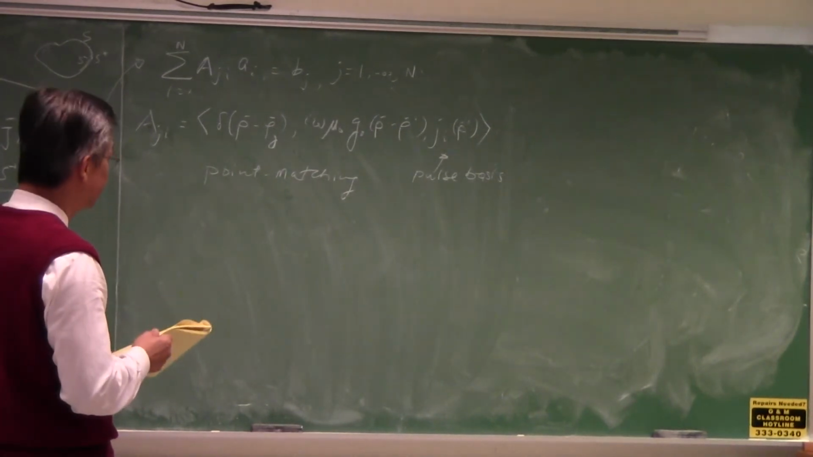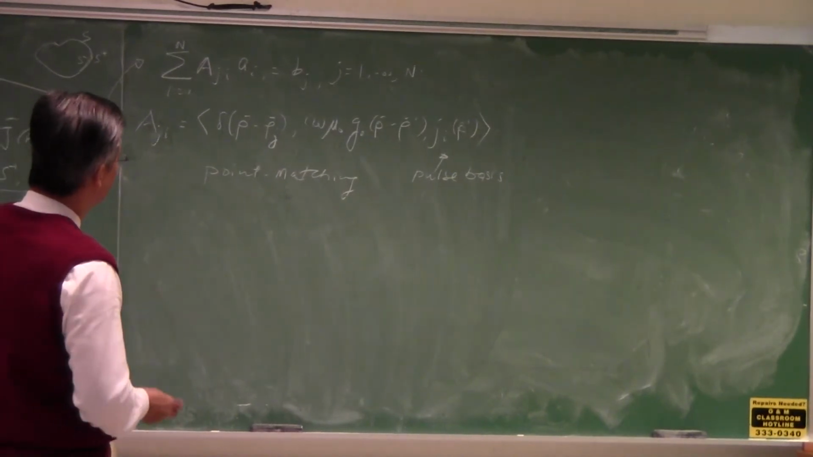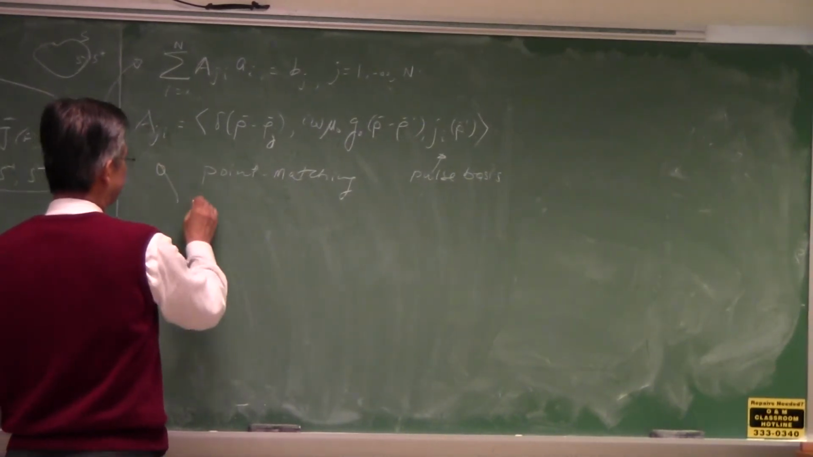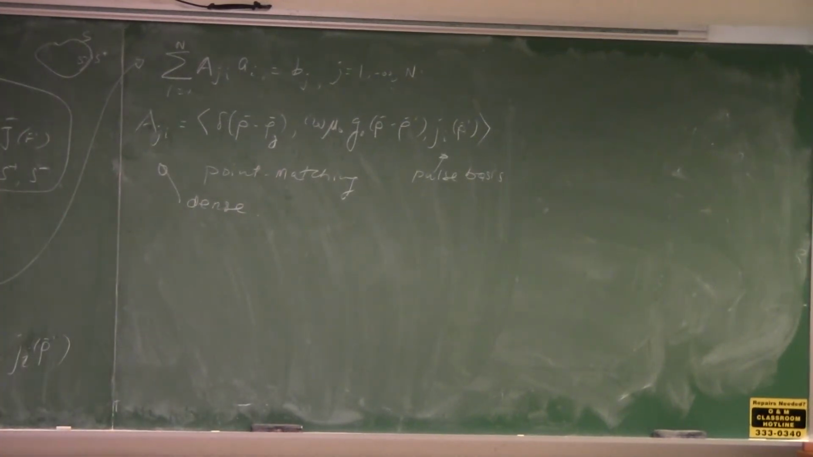You have different systems, but the main idea is that we have a matrix system that's dense, which means that if I put a pulse basis over here to expand the unknown, this pulse basis is going to interact with every part of the scatterer. This is i, this is j. A_ij is always not going to be 0.